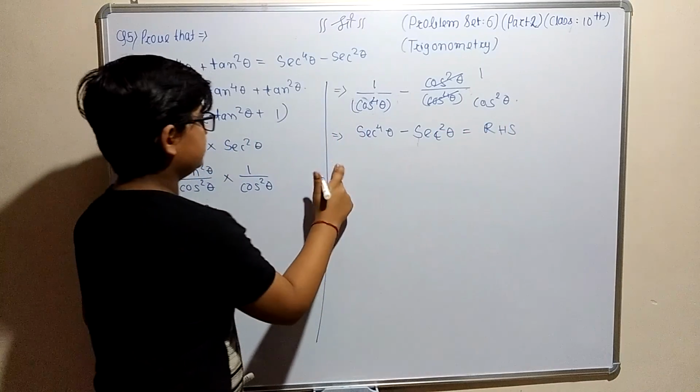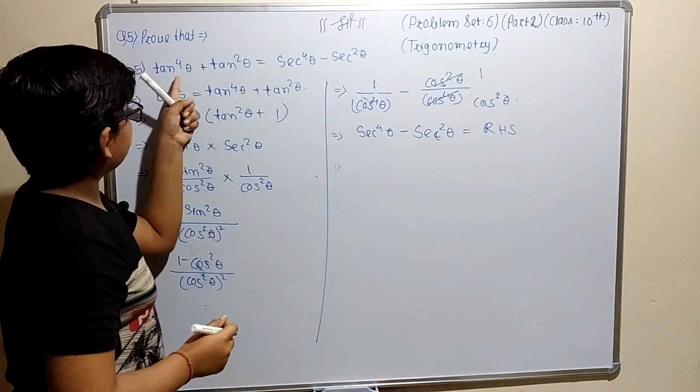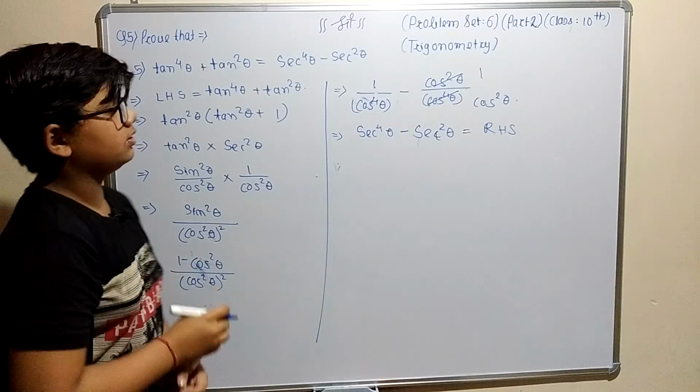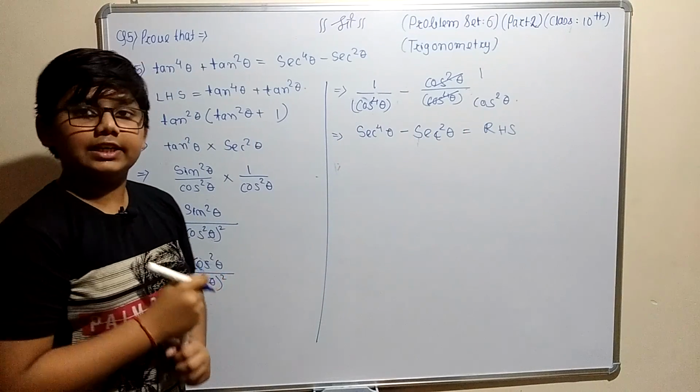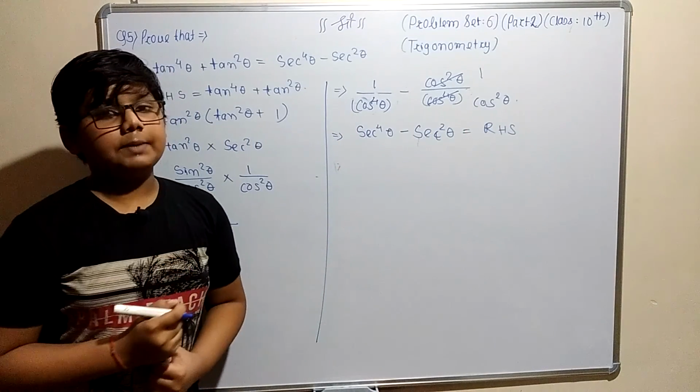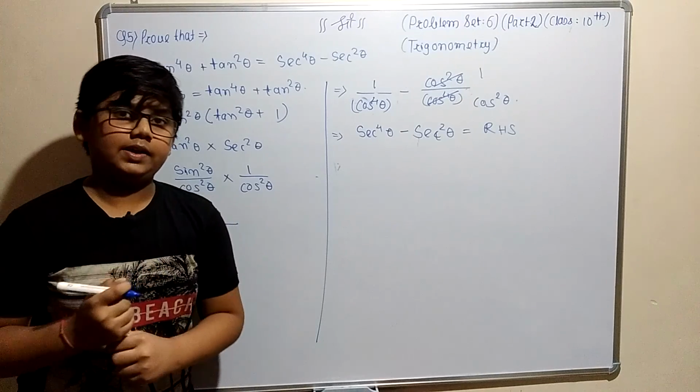Hence we have proved this question also, that tan raised to the power of 4 theta plus tan square theta is equal to sec raised to the power of 4 theta minus sec square theta. We have proved this question also. Now we will go to our next question.